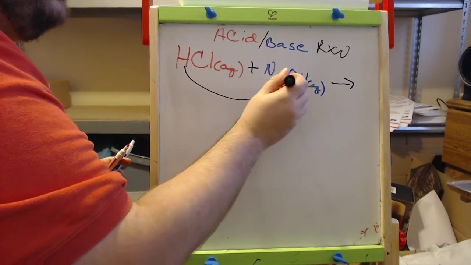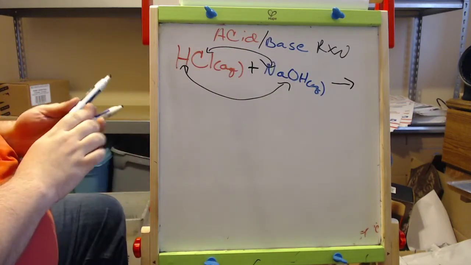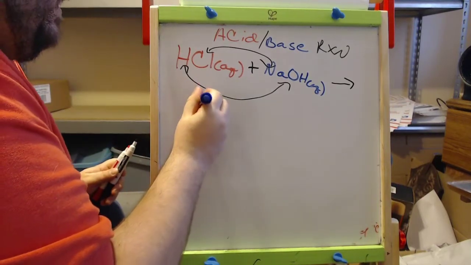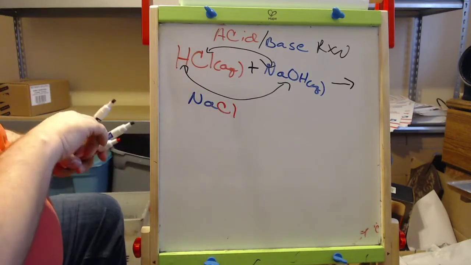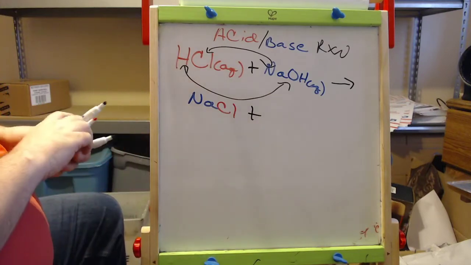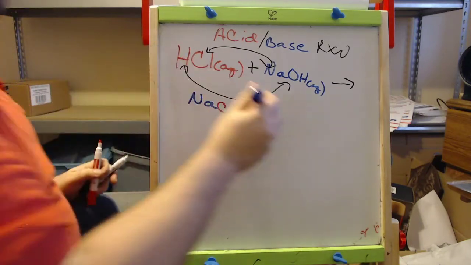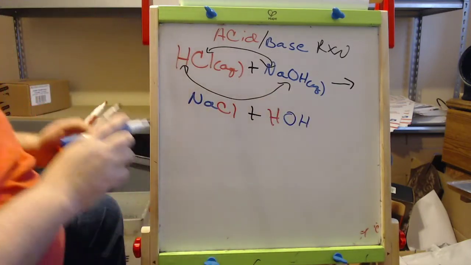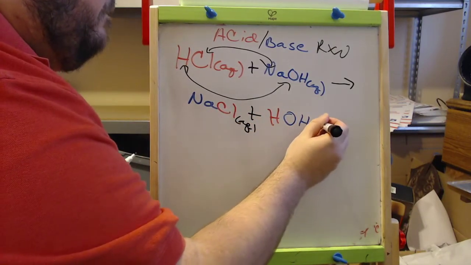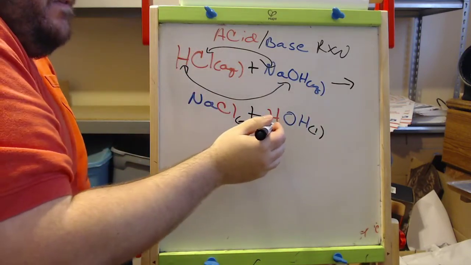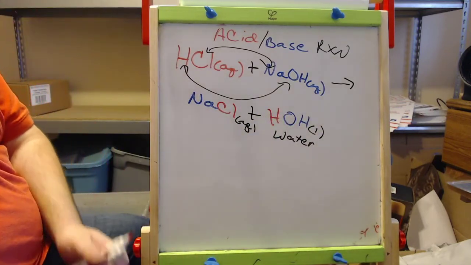So hydrogen's going to go with hydroxide, sodium's going to go with chlorine, and we're going to get out NaCl plus HOH. Our states of matter are aqueous and a liquid. In case you don't see it, this is water, just another way of writing water, hydrogen hydroxide.